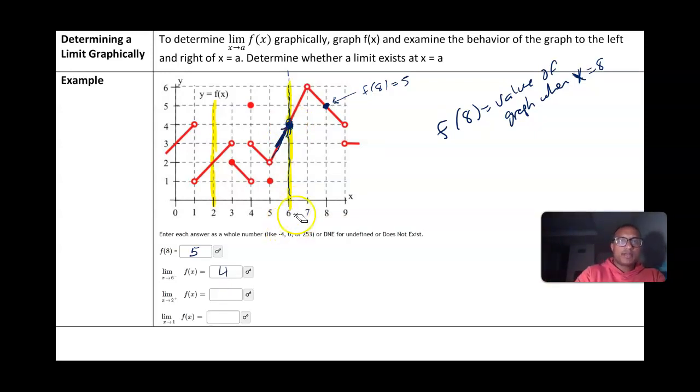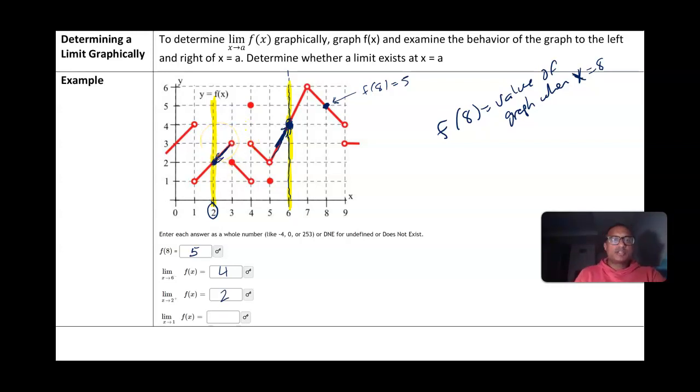Okay, the next one, we have x equals 2 approaching from the right. So take a look at x equals 2, which is going to be this point. I have the little yellow line there, and it's approaching from the positive side. I only care about the graph close to 2. So close to 2, y is approaching 2. So the limit from the right side is going to be 2. And the plus means I'm only looking at it from the right side.